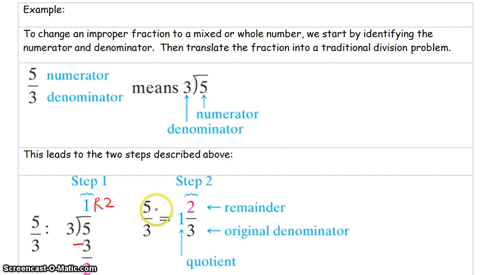Now we go here, step 2. We still have our 5/3, and it's equal to. This 1 here would be the whole number of your mixed number. Now, this 3 that we were dividing by would still remain your denominator. Your remainder of 2 will become your numerator. So this is your mixed number, 1 2/3.